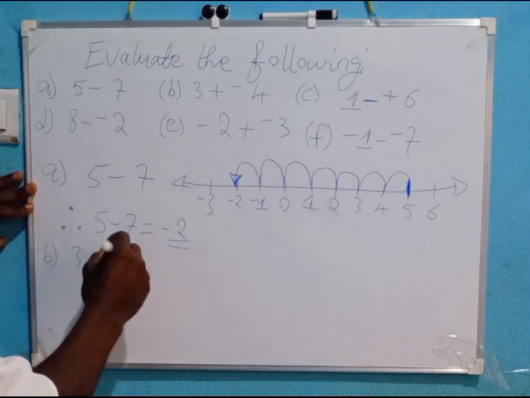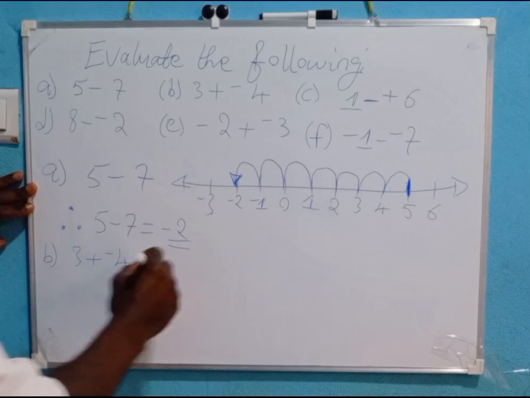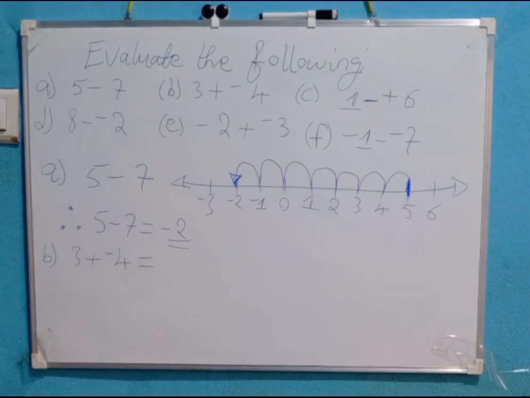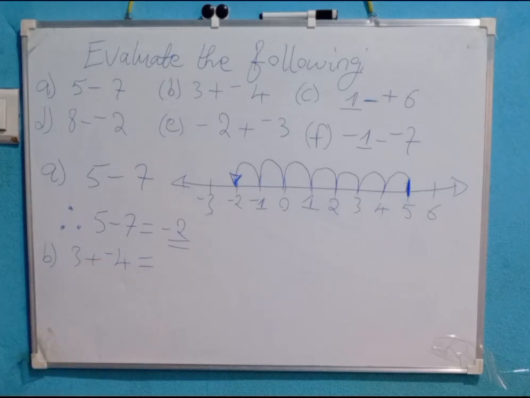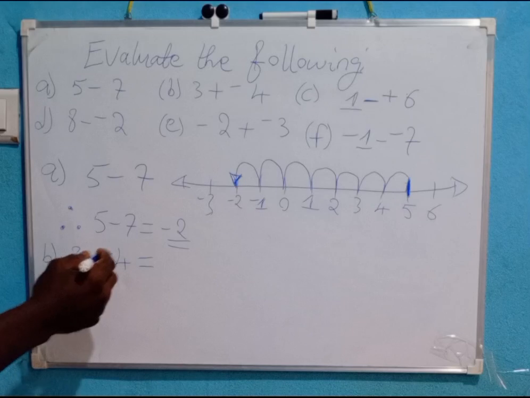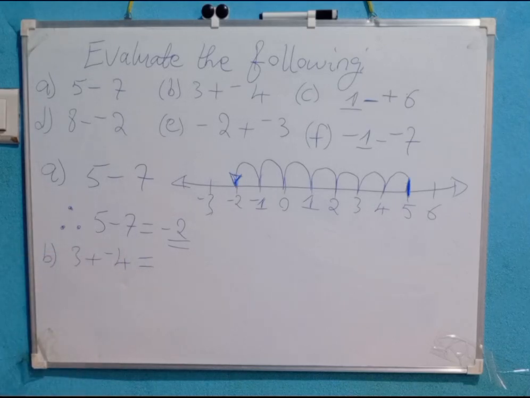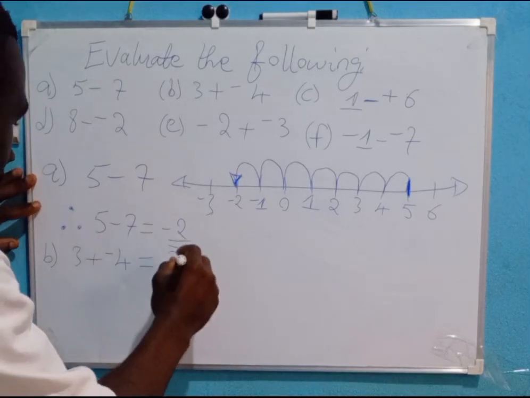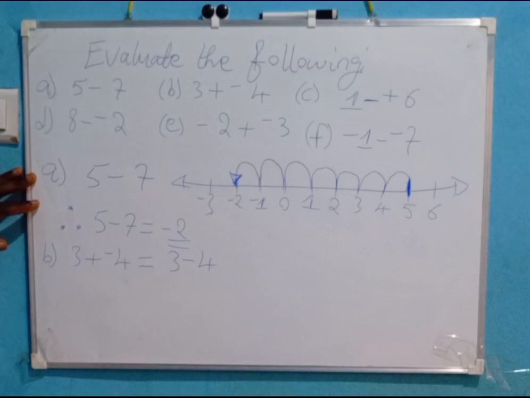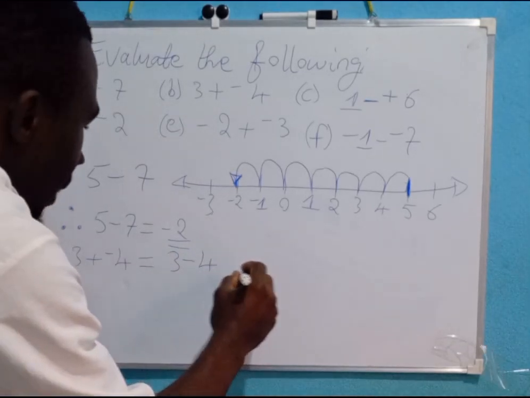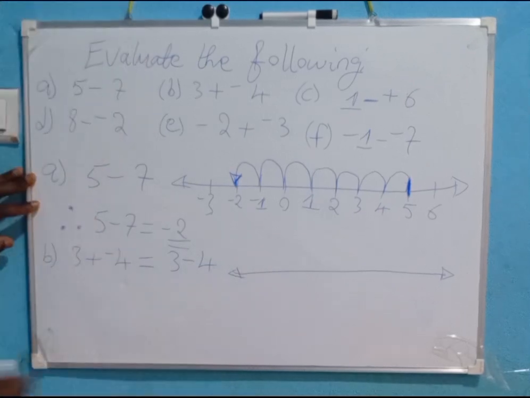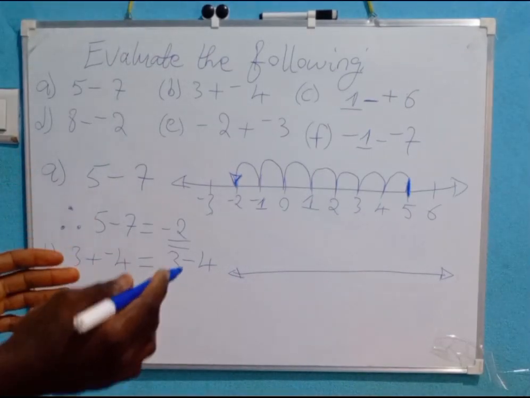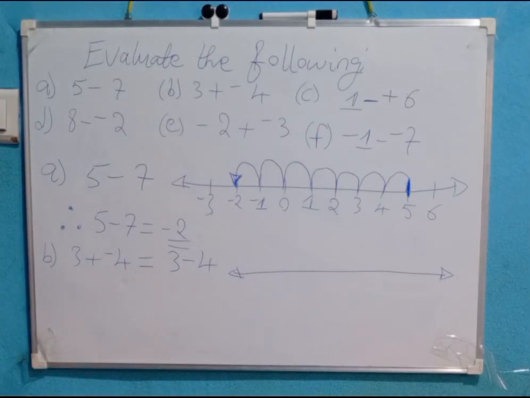3 plus -4. In this case, we are going to apply the sign rule to know which operation we have to perform. You can see we have positive and negative. According to the sign rule, when we have positive, negative, the resulting sign will be negative. So this will simply be the same as 3 minus 4. We have to draw our number line right up to the first number, which is 3. Then we are going to extend the number line to the left of 0.